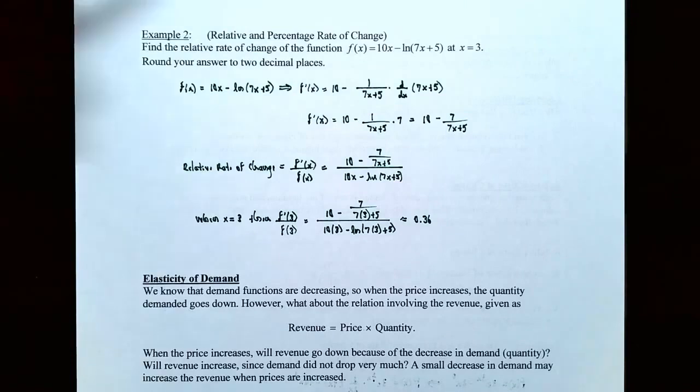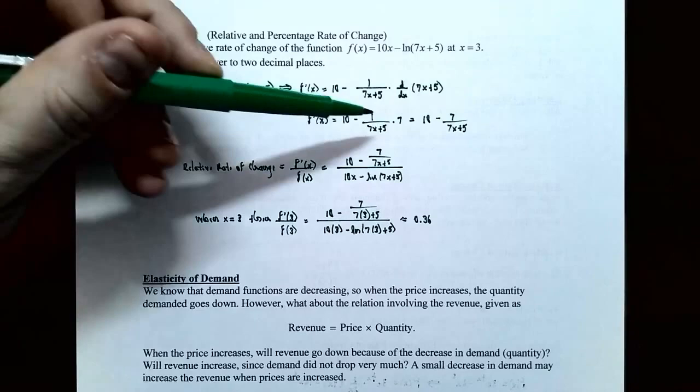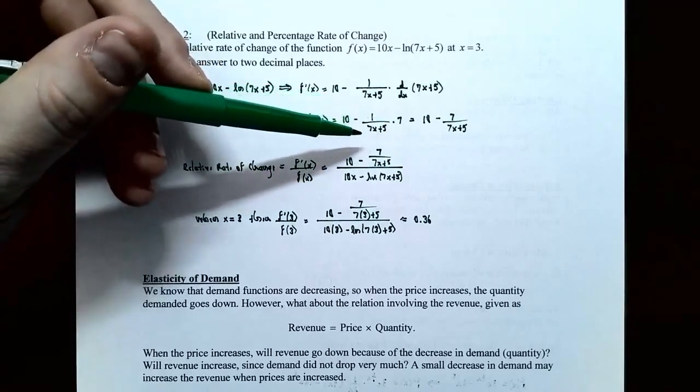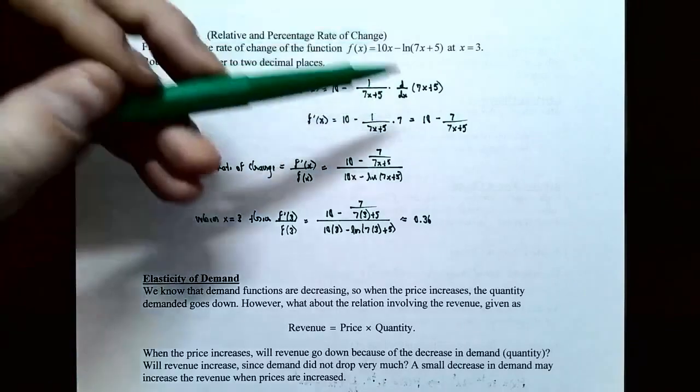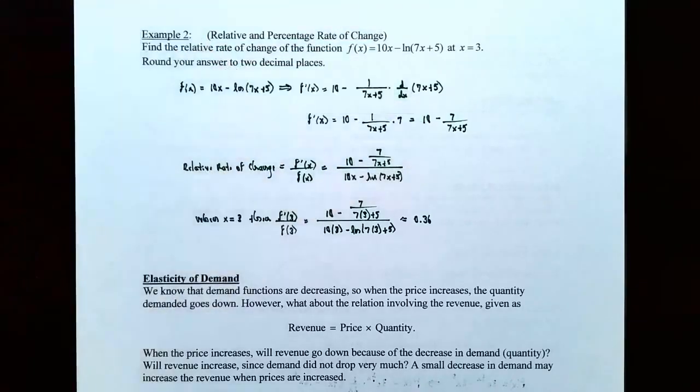And now simplify, so f prime of x is 10 subtract 1 divided by the argument of the logarithm, 7x plus 5, and then the derivative of 7x plus 5 is 7. And so you'll have 10 subtract the fraction 7 divided by 7x plus 5 in the denominator.